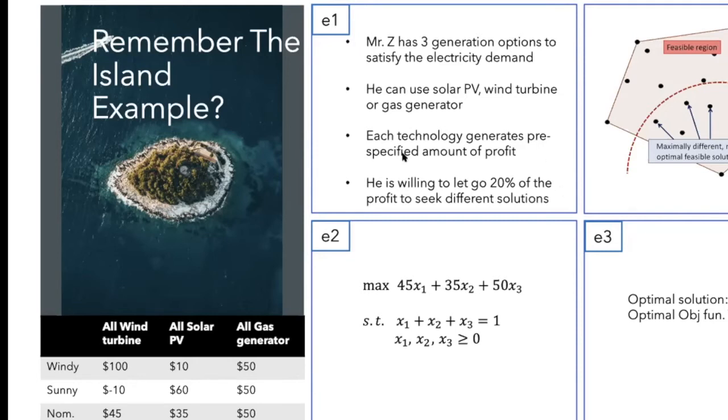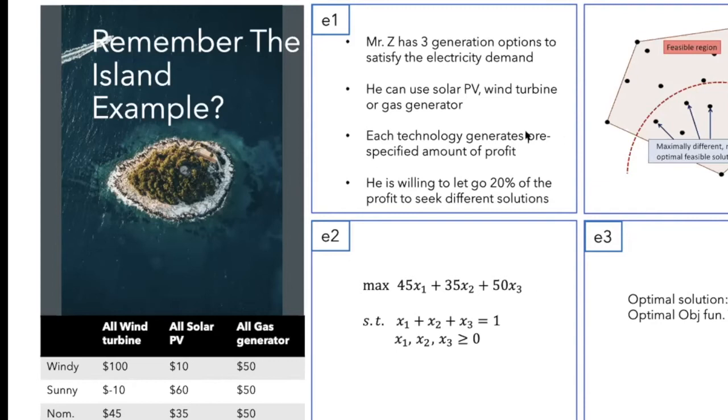So now we want to find out a first maximally different solution. And we are assuming that Mr. Z is willing to let go of 20% of his profit. So when we were thinking about the first MGA formulation, it was in terms of cost, right? We were minimizing the cost. So the slack constraint was set such that the maximum cost that we have available is optimal cost plus some slack value.